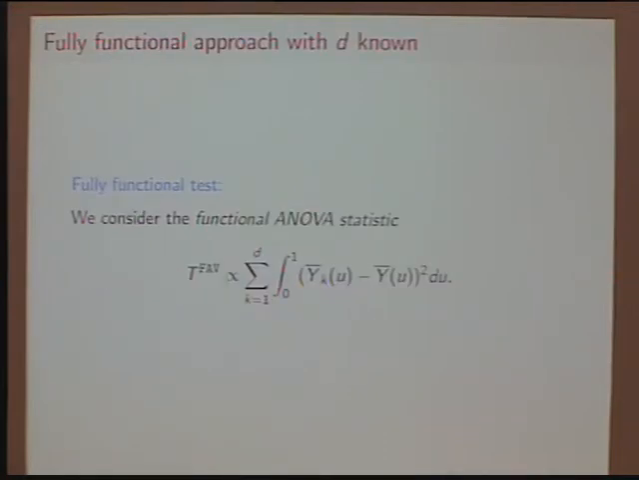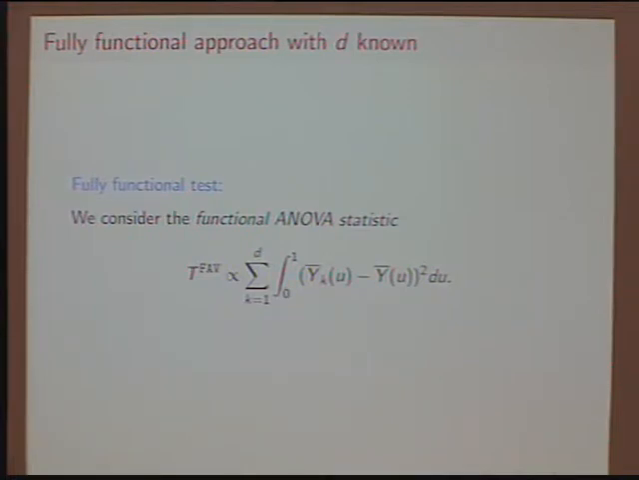Let's assume that the period is known, like in the example that I've shown you. I would like to test for weekly periodicity, so my d in this case would be 7. Then the very natural statistic would be just this ANOVA-type statistic. We are computing here the Y_k bars: when k is 1, this is all the Monday mean curves. Y_2 bar would be the Tuesday mean curve, and so on.